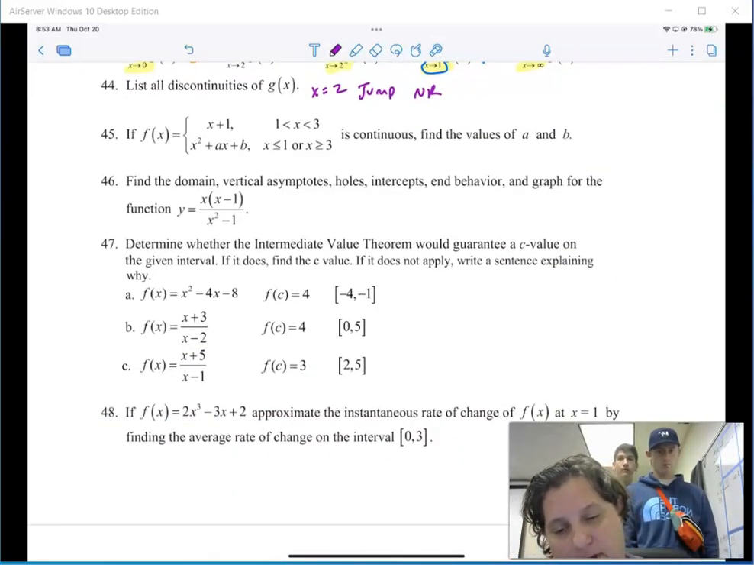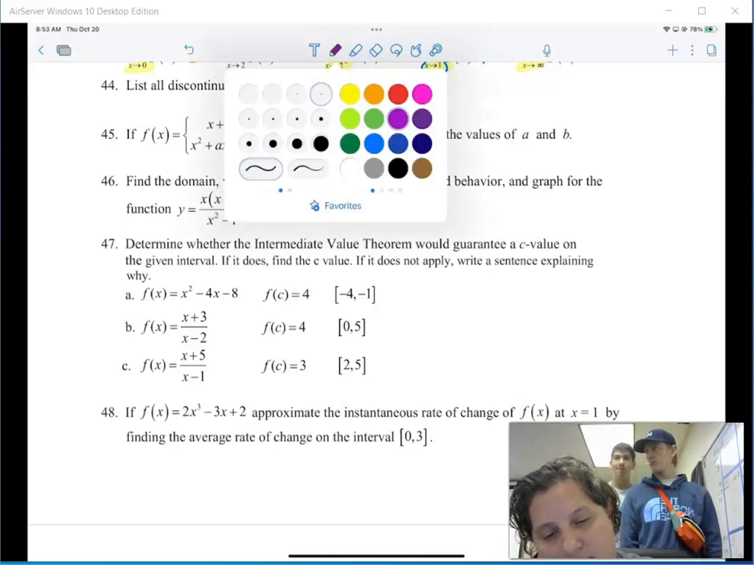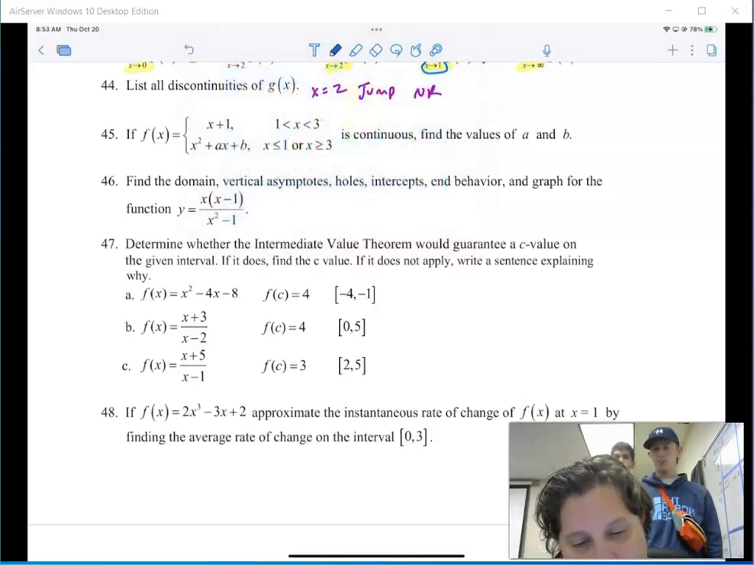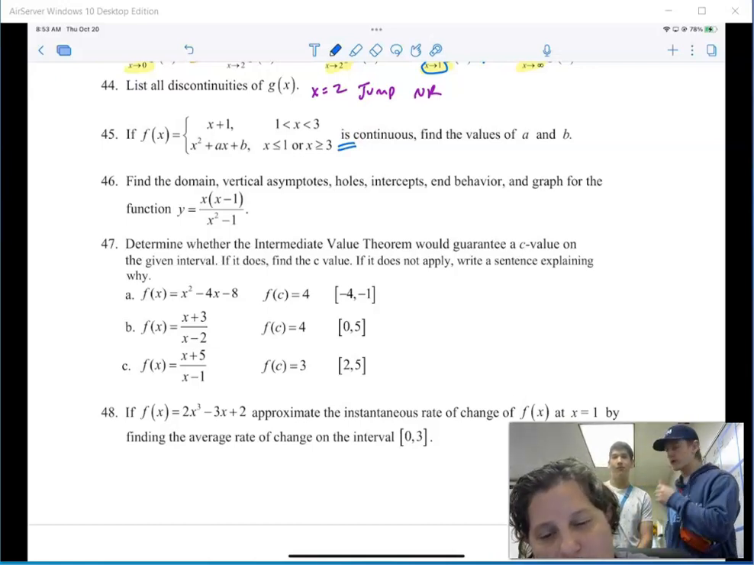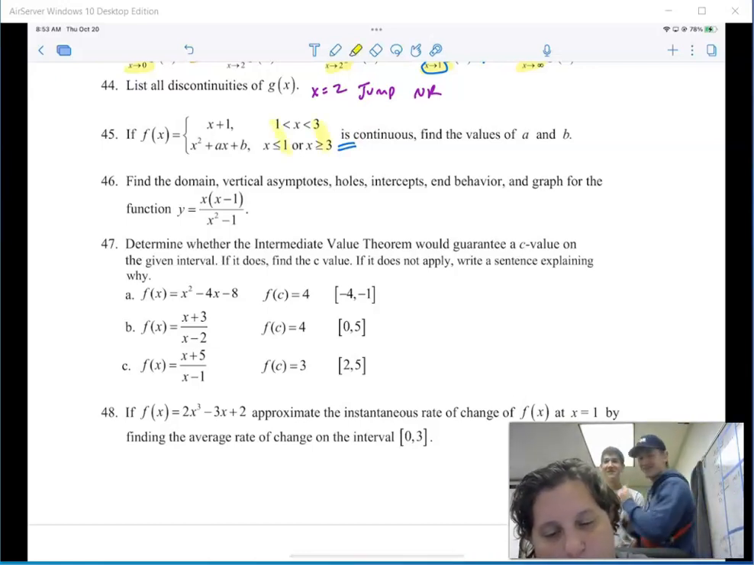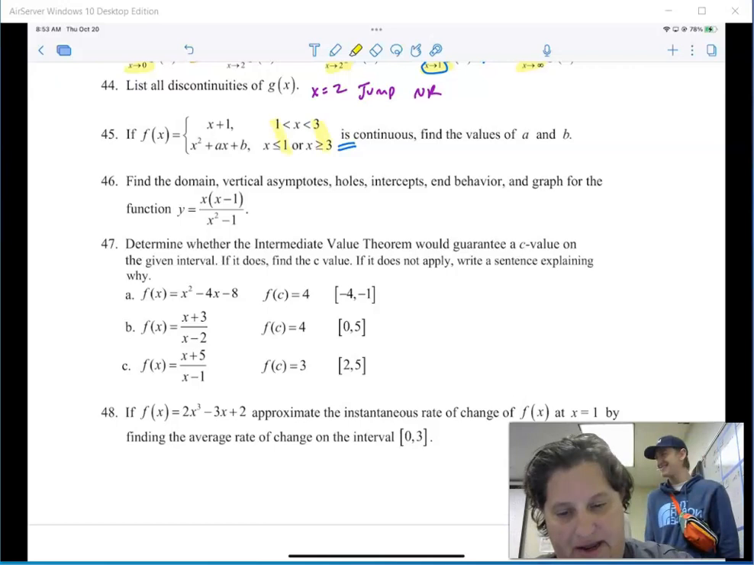Okay, let's take a look at 45. All right, it says that this is continuous, okay? If we know that it's continuous and the only spots where it breaks up are at 3 and 1, that's where we're going to have to test it, okay?